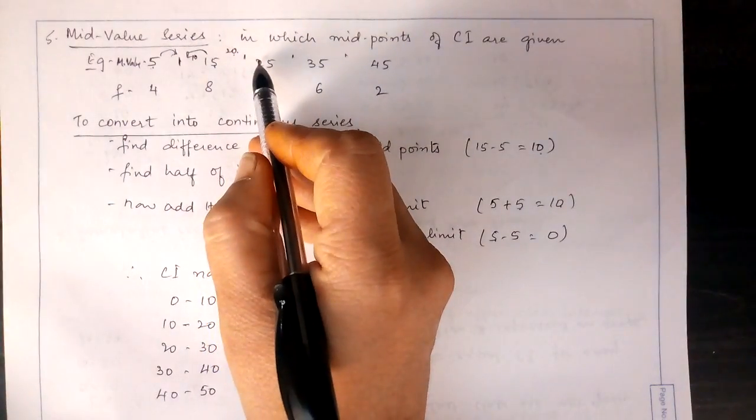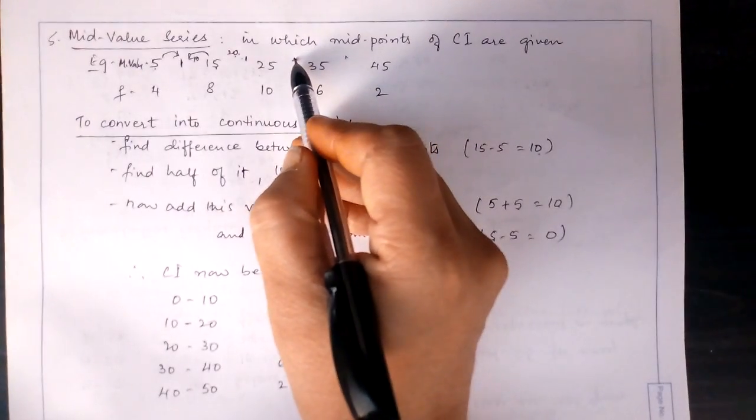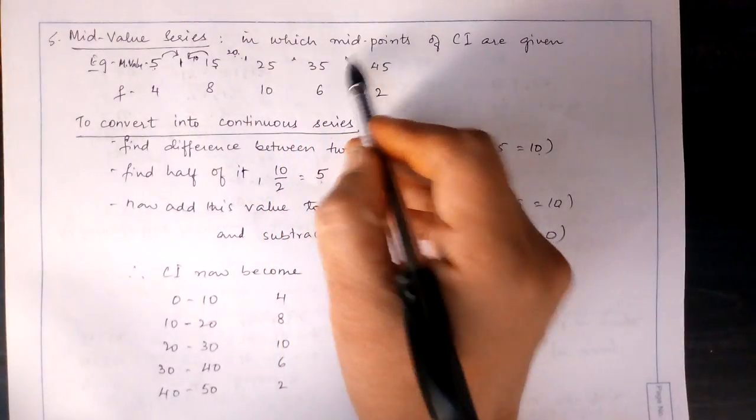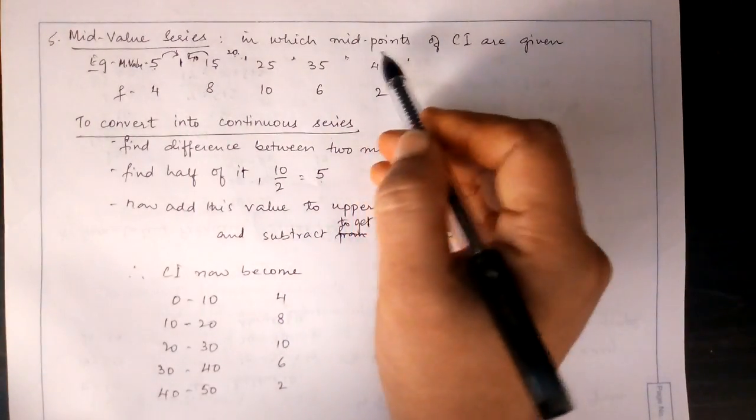Similarly, subtract 5, 20, add 5, 30. Subtract 5, 30, add 5, 40. Subtract 5, 40, add 5, 50. So those will be our class intervals.